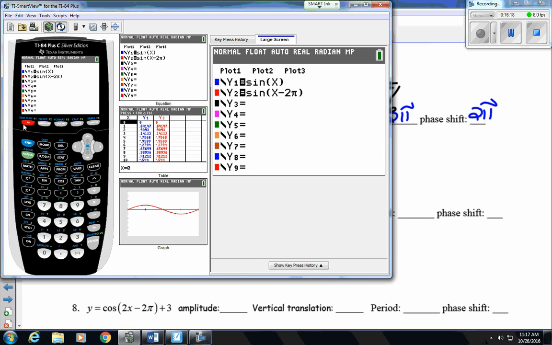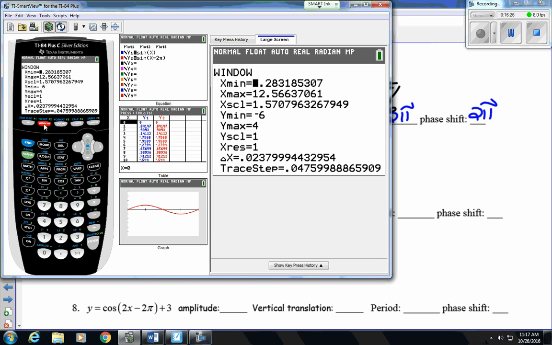How about if we check what we did? So if we check what we did, let's go to the window. Now, why is my minimum 6.28? That's 2 pi. That was my minimum. That was my starting point. So that's how I listed my minimum. Okay. Why is my max 12.56? That's 4 pi. Why is my x scale 1.57? That's pi over 2. It's half pi. You can change the y max and the y min if you want to.